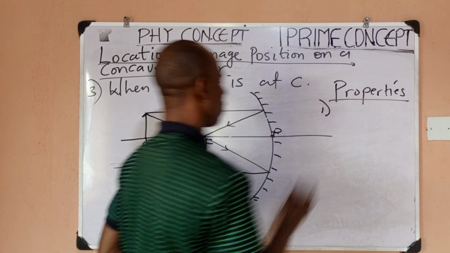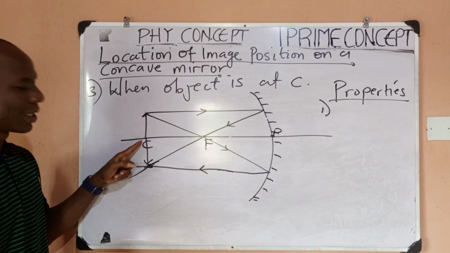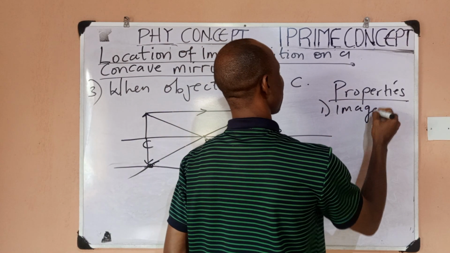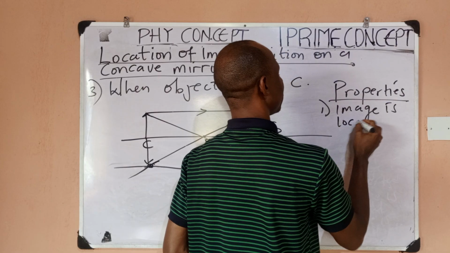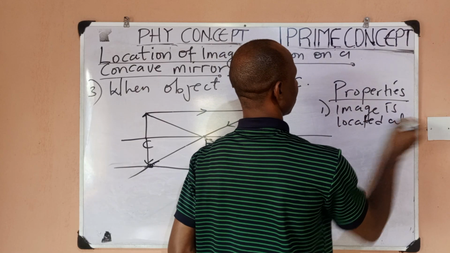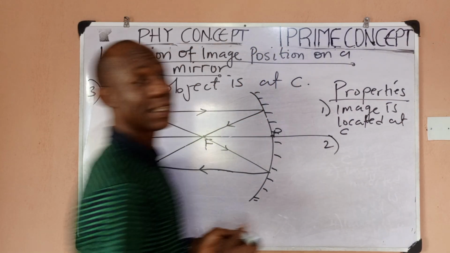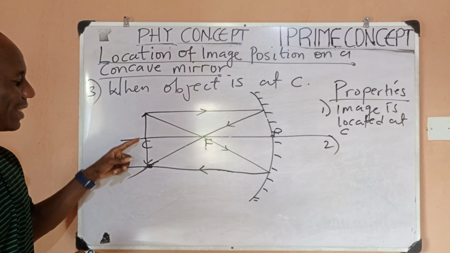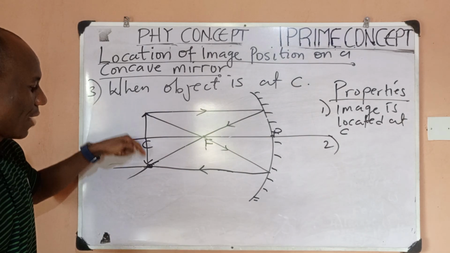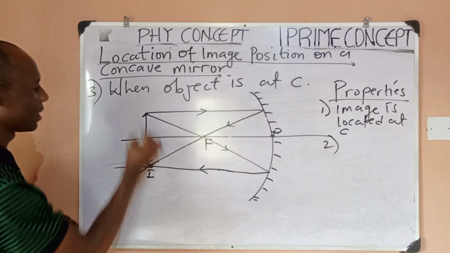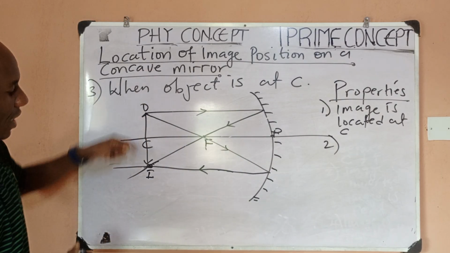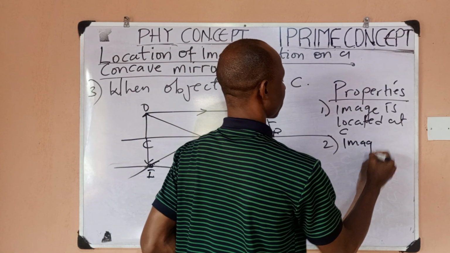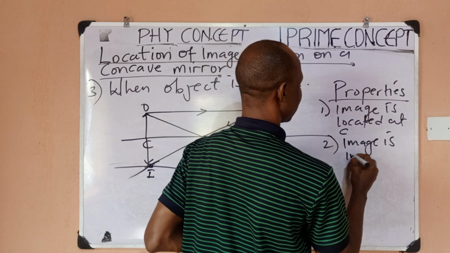Properties. Number 1, the image is located at C, at the center of curvature. Number 2 property is that the image is inverted. So you can see our image facing down. This is my image, this is my object. So you can see my image facing down. So it means my image is inverted.